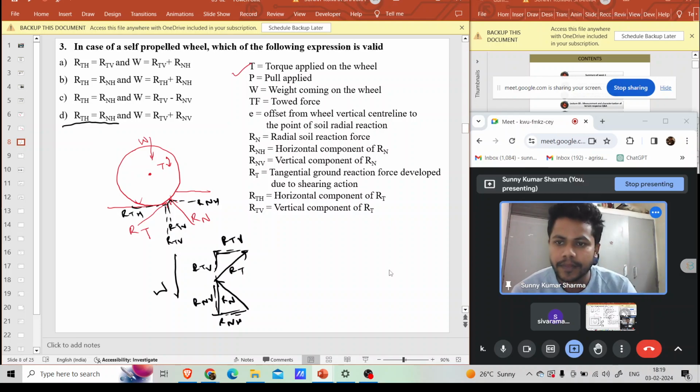So you can cancel out this RTH and RNH. W is RTV plus RNV. You can see from here. You have option B or option D, and RTH is equal to RNH. So this is also cancelled. This is minus. This is also cancelled. Yes, you are correct. So the answer is D.